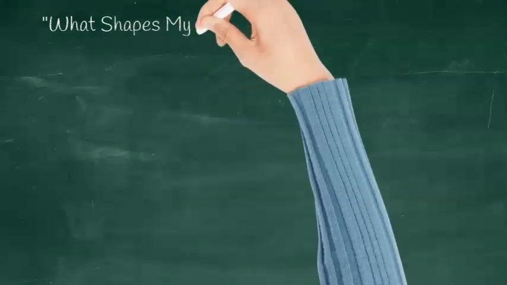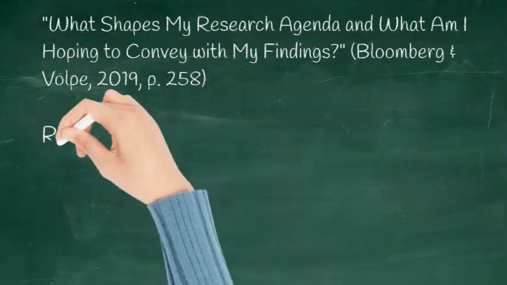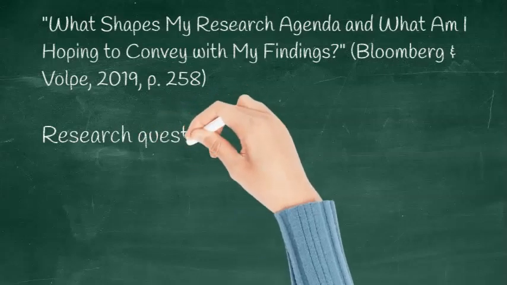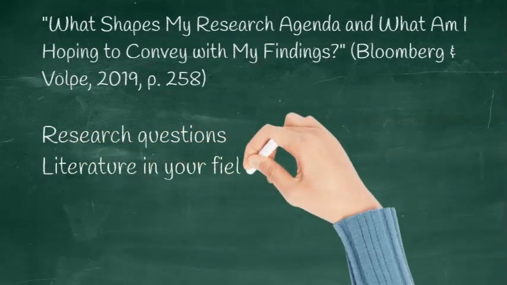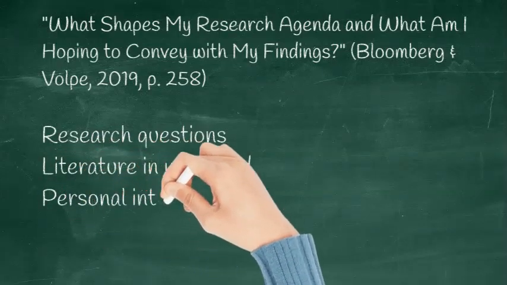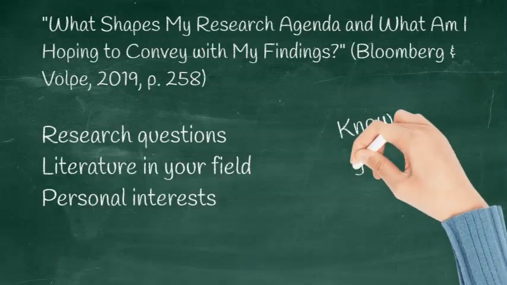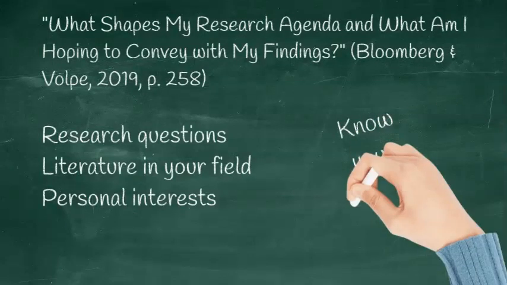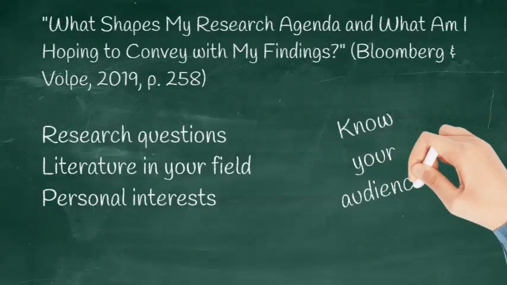As we look at the text, we are going to respond to the question, what shapes my research agenda and what am I hoping to convey with my findings? To be a successful researcher, it is crucial to understand what shapes your research agenda and the message you want to convey through your findings. Your research questions, literature, and interests influence your research agenda, which must align with your goals as a researcher.